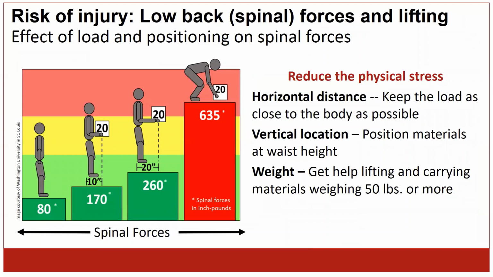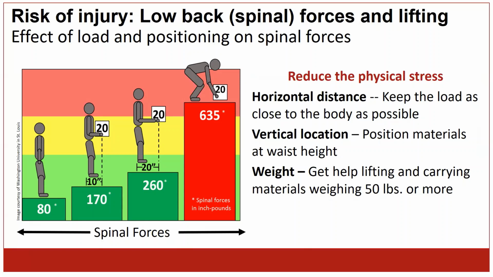How does the weight of the load affect your low back? The weight can be measured through spinal forces in the joints of your low back. In this colorful diagram, the figure to the left is standing upright with no load. The spinal forces from gravity on the low back is 80 inch-pounds. The second figure is holding a 20-pound load close to the body, 10 inches from the hands to the low back. This is an ideal posture to carry a load, and the spinal force goes up to 170 inch-pounds.